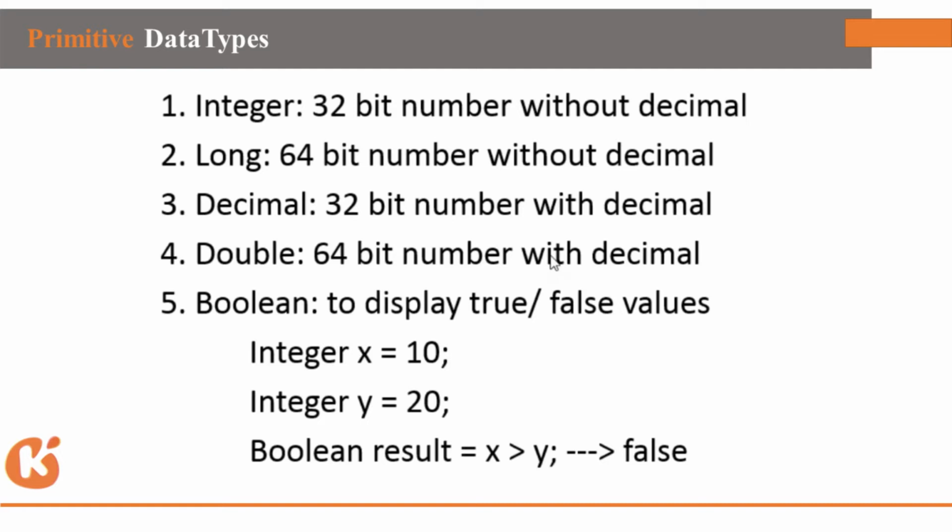How to implement this? So you are going to display true or false values. When you want to display true or false values, you should go for Boolean. So I have taken the data type as Boolean. Then the name of the variable, result, which is going to store the result of this operation, x greater than y. When x is greater than y, true will be assigned to the variable result. Otherwise, false will be stored in this variable result. So here it is false. So the result is having value false in it.